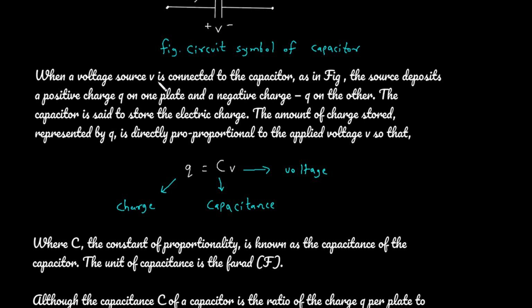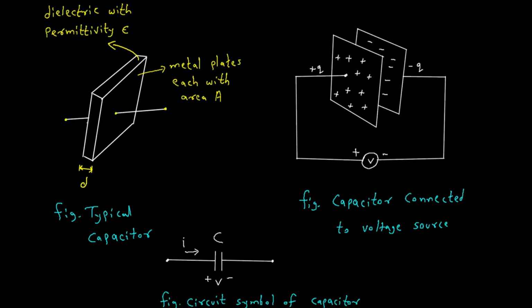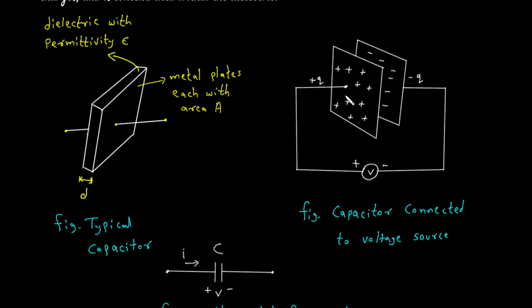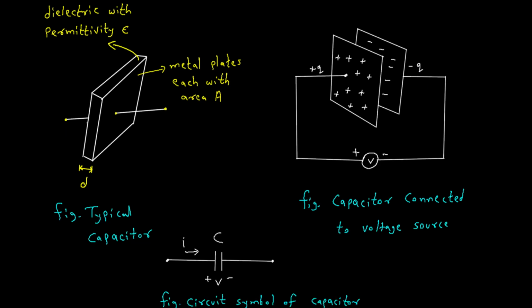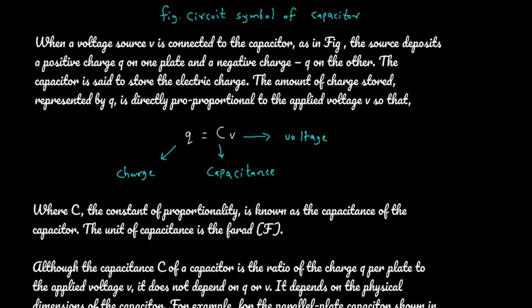When a voltage source V is connected to the capacitor, as in the figure, the source deposits a positive charge Q on one plate and a negative charge minus Q on the other plate. So here we can see this positive Q is for the positive terminal of this battery or voltage source, and here it will deposit the negative charges on the other side because it is connected to the negative terminal of the battery, which is represented by minus Q. Q represents the charge.